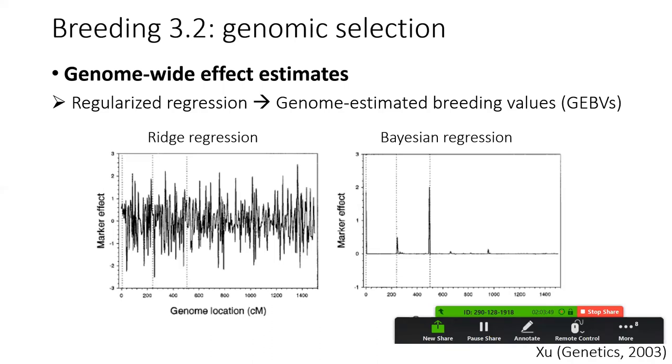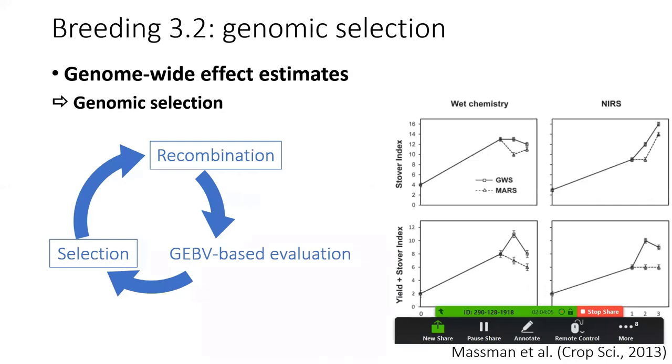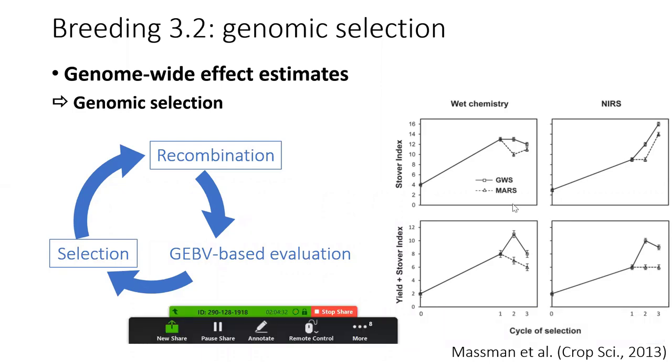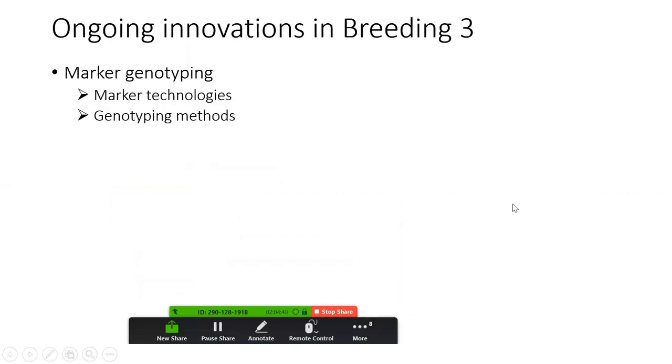For example, ridge regression would shrink all marker effects quite evenly, but Bayesian regression will have a stronger shrinkage strategy. And similarly to marker-assisted recurrent selection, we use these genomic estimated breeding values from markers to evaluate the plants and then choose the ones to select. And these genomic selection approaches proved more useful than marker-assisted recurrent selection approaches, as was suggested by Massman and Bernardo in 2013. And again, something important to keep in mind is that there are still innovations in this phase.